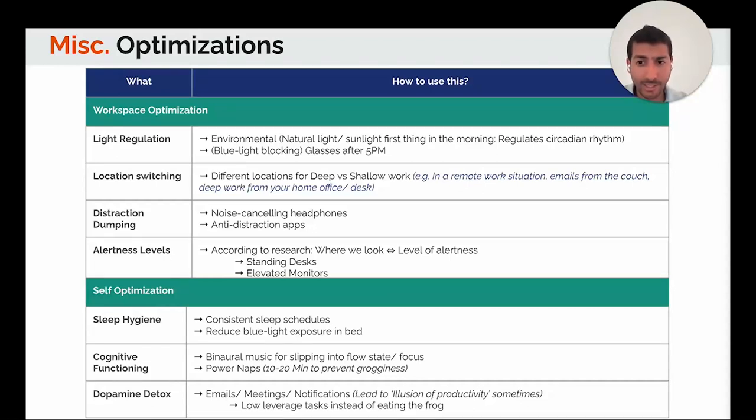And then alertness levels. This is an interesting concept and it's backed by science, where the finding is that where we look or where the eye looks is directly related to the level of alertness that comes from it. So what this means is if you look above your neutral eye line, you're likely to be more alert versus, say, lying down on your couch, where you're likely to feel more sleepy or groggy. So the way to implement this concept is to consider using standing desks.